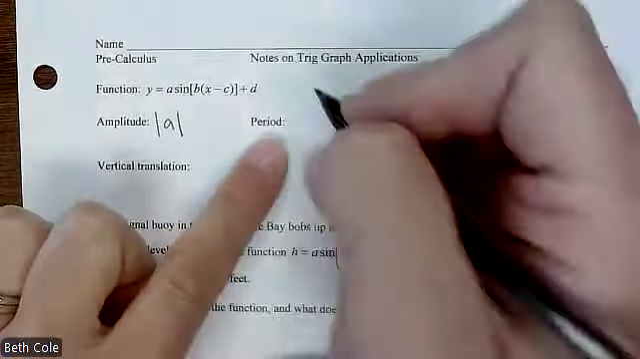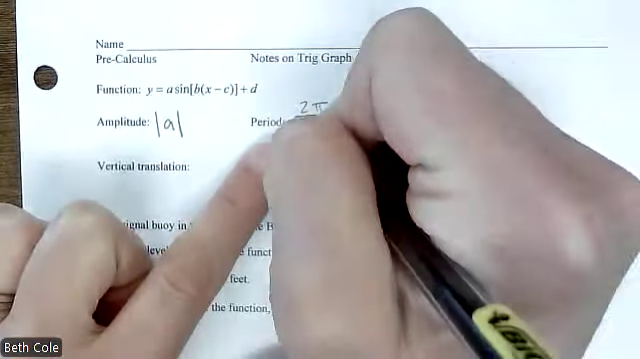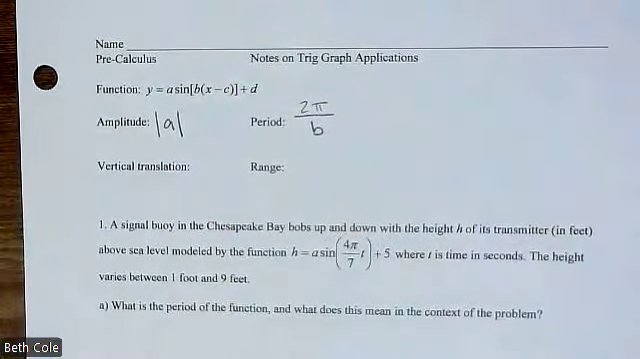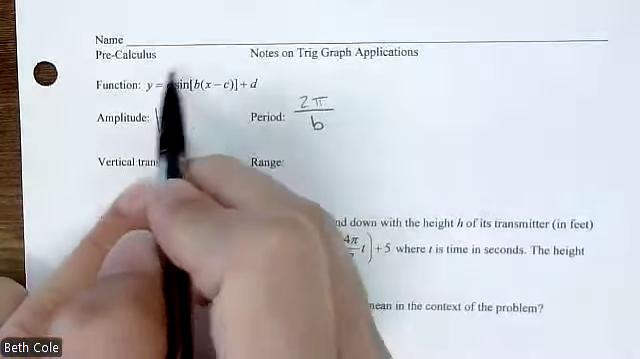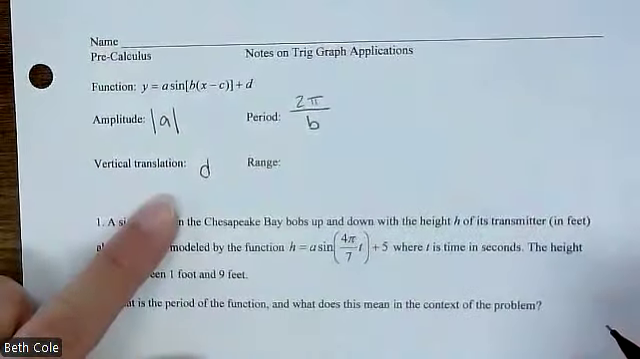All right, period is 2 pi over B. Good. Now, again, we're only doing sine and cosine here, so it's 2 pi over B. But do you remember what's different for tangent and cotangent? It's just 1 pi over B. Again, just bringing that up. All right. Vertical translation is which one of these? D. So we go up or down.